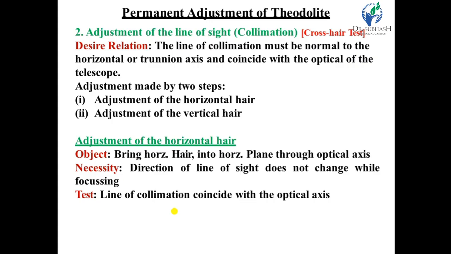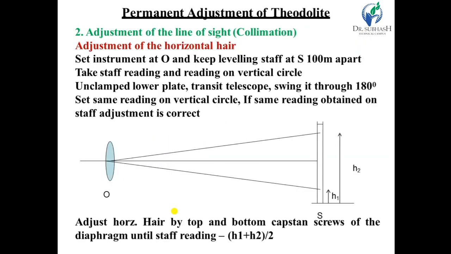Adjustment of the horizontal hair. What is the objective? It is to bring the horizontal hair into the horizontal plane through the optical axis. And what is the necessity? The direction of the line of sight should not change while focusing, because if the line of sight changes, the reading also changes. We can test whether the line of collimation coincides with the optical axis. Second adjustment of the horizontal hair.